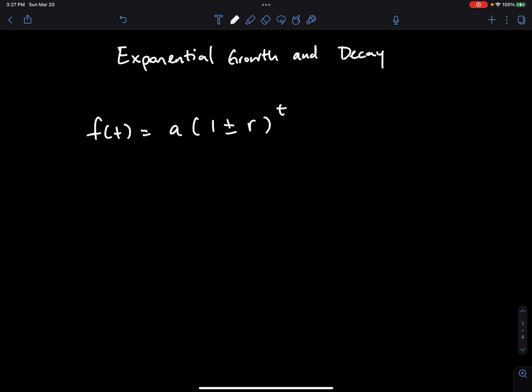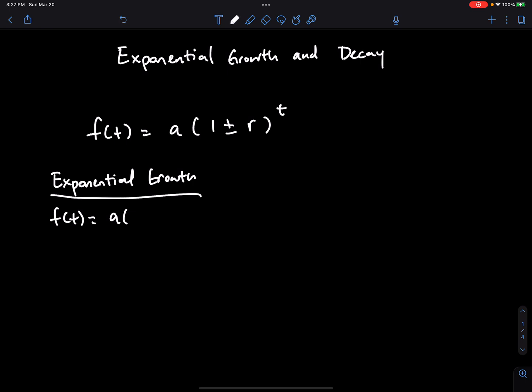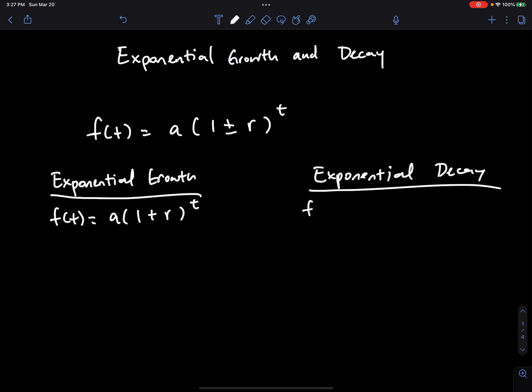So, if I ever want to talk about exponential growth, then this is what I'm going to use. I'm going to use this formula with the plus sign. And if I want to talk about exponential decay, then it's the other one. f of t is equal to a times 1 minus r raised to the tth power.